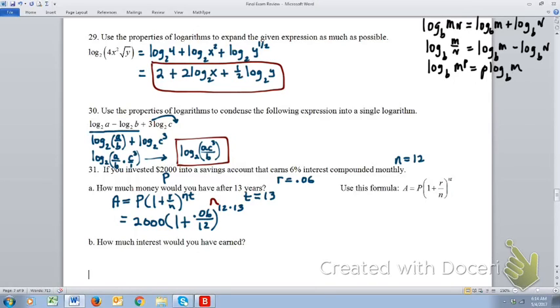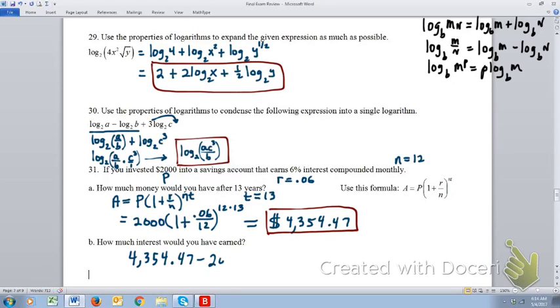Alright, let me just get those out of there. And when you do that, you should get $4,354.47. Now notice it asks how much interest we earned. So basically what we have here is the amount in the account after 13 years. We started out with $2,000. So if we subtract $2,000 from this, we get what we actually earned in interest. So that's going to be $2,354.47. Alright, let's move on.